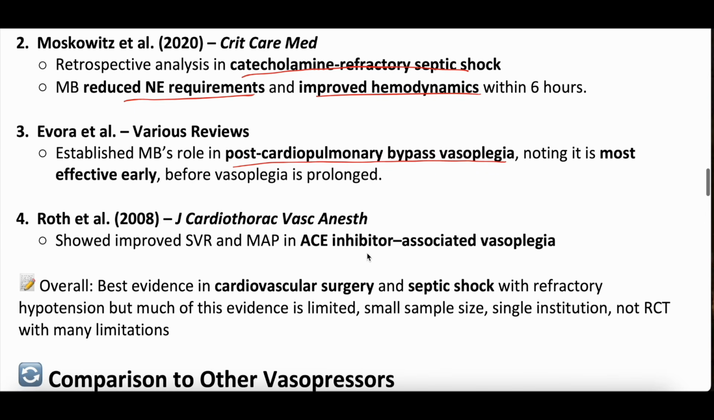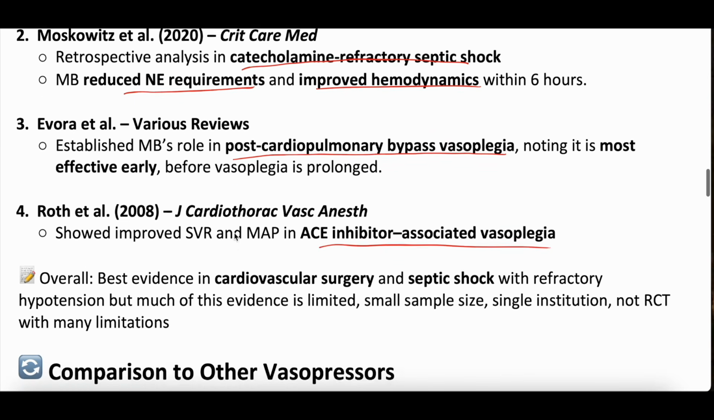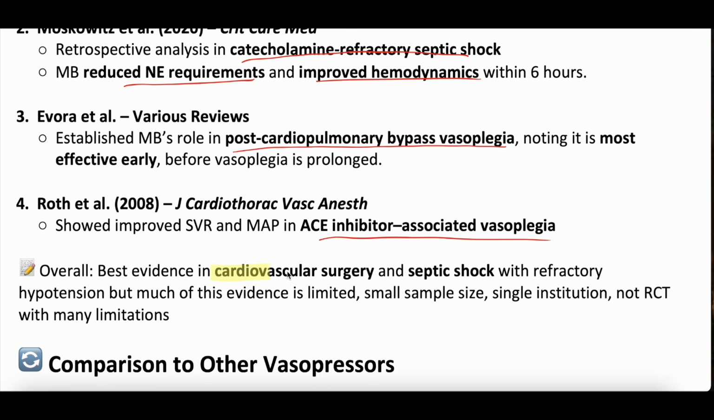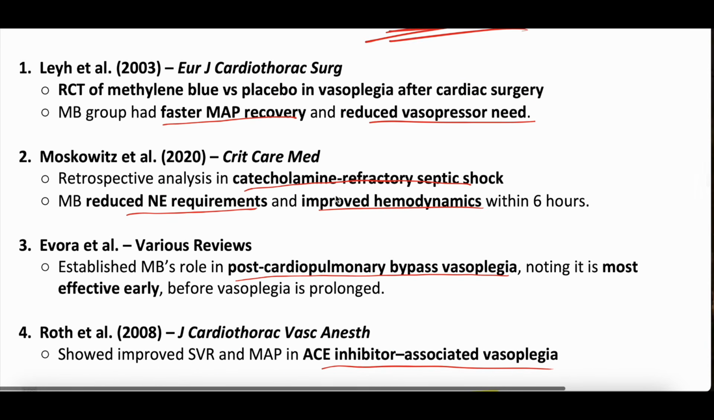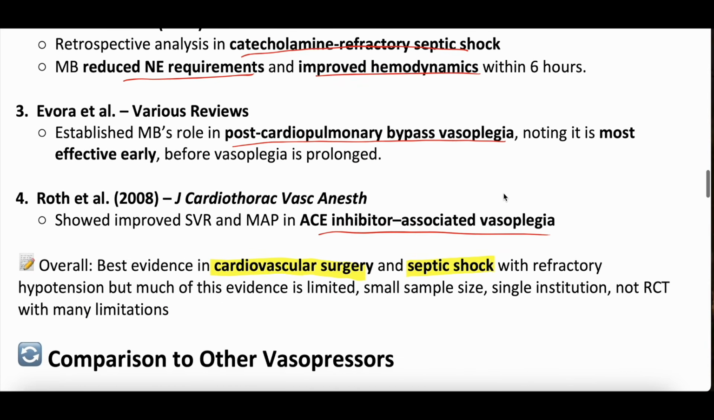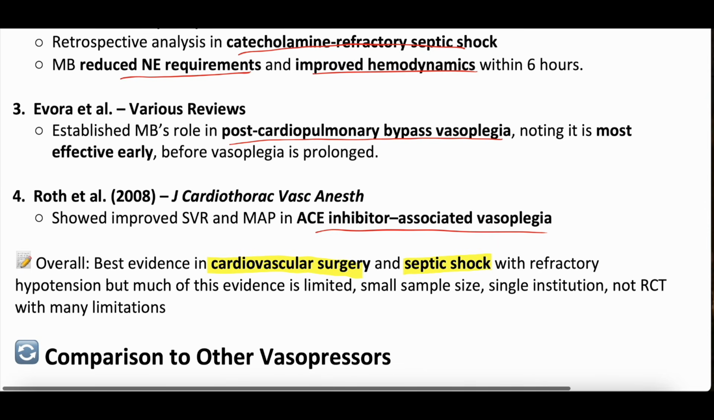Various reviews show that there probably is a role in post-cardiopulmonary bypass vasoplegia, most effective early. And then again, this is ACE inhibitor-induced vasoplegia. Methylene blue seems to be effective. So it seems like the most evidence is in cardiovascular surgery patients. There's some evidence in septic shock, and this is nowhere near all the trials. It's just kind of a random assortment. But the summary is in someone with refractory hypotension who is failing catecholaminergic vasopressors and they're in septic shock, you could consider giving this, although the evidence is very limited.